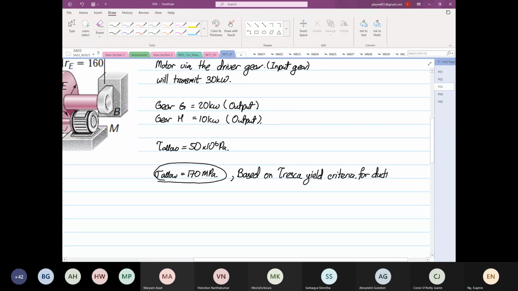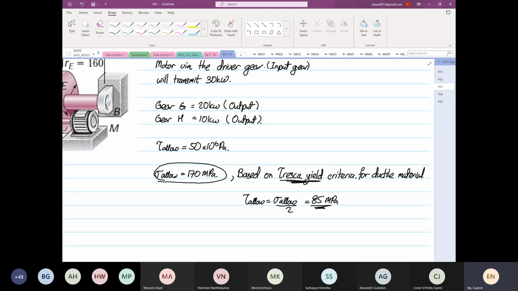Based on Tresca yield criteria for ductile material, you can say that the shear allowable is equal to normal stress allowable divided by 2. So this is equal to 85 megapascal. Okay, so immediately you can link based on that. You can, based on Tresca, you have to describe this. And if your principal engineer does not know Tresca, give him the book or ask him to watch this video, which is me.